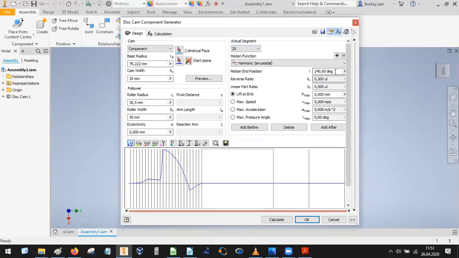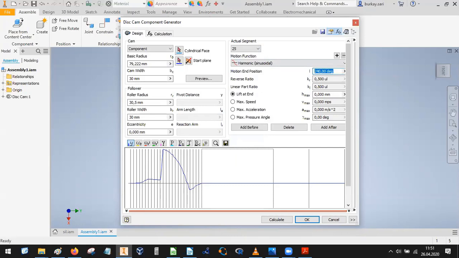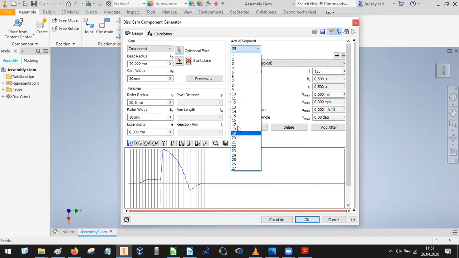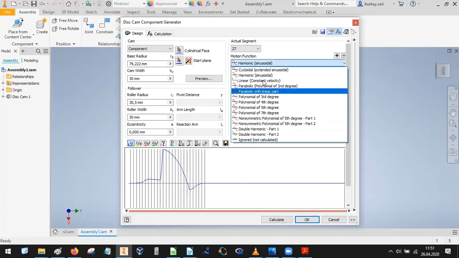25th, which is this segment. 26th. It is again 260. 360, I'm sorry. And the 28th segment, it is not to be calculated.